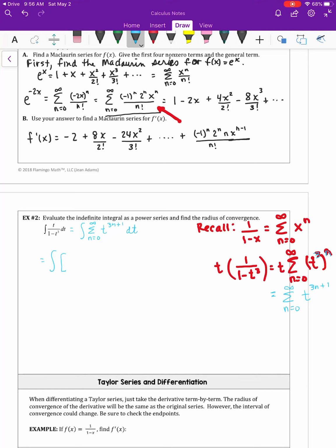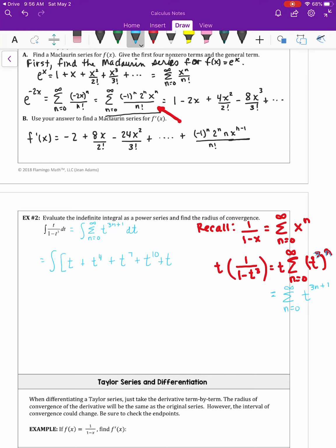Because those are equivalent to one another. So if I'm going to integrate my summation, think about what your summation is going to be. It's going to be like t, right? Because we're going to kind of multiply these out.